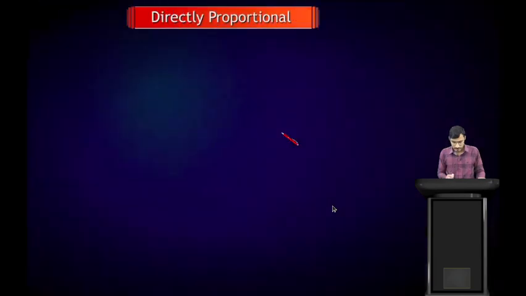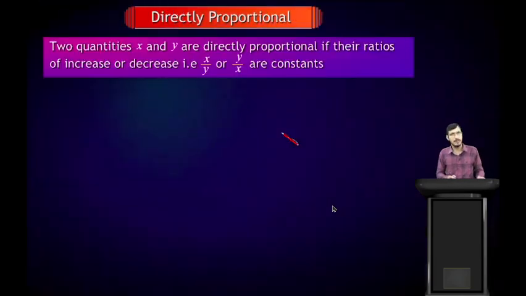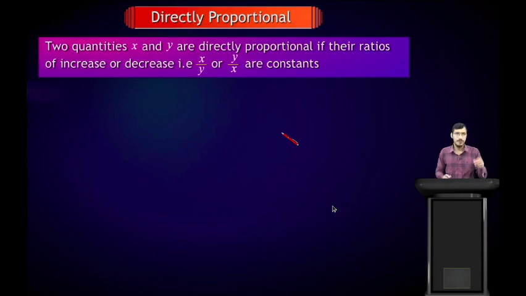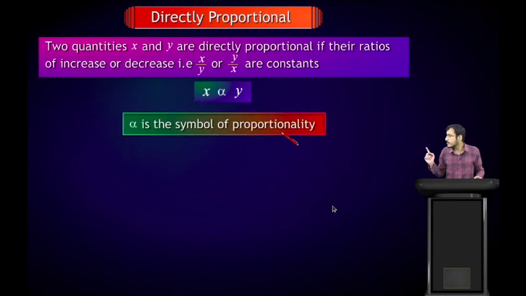Okay, so directly proportional. Two quantities x and y are directly proportional if their ratios of increase or decrease, that is x by y or y by x, are constants. So remember always the property of direct proportion.